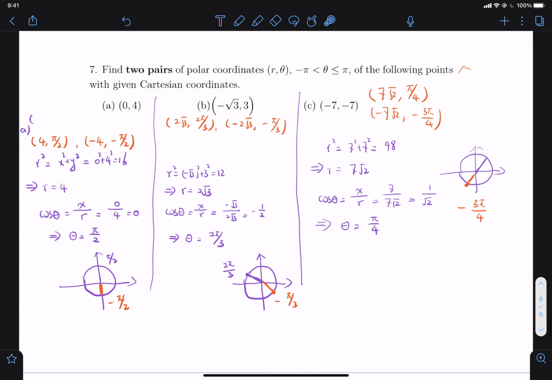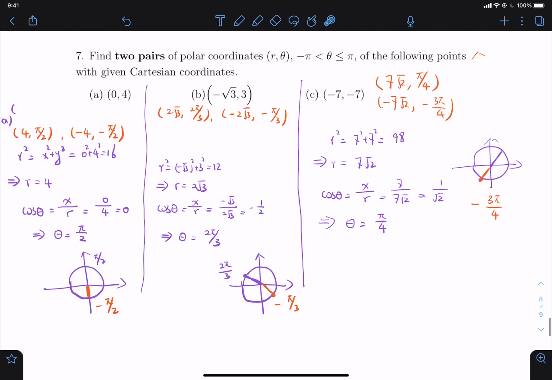And moving on to question 7, find two pairs of the polar coordinates, where theta is from negative pi to pi, of the following points that were given in Cartesian coordinates. So firstly, for this (0, 4), we're going to compute the radius first. The formula is radius squared is equal to x squared plus y squared. So 0 squared plus 4 squared is going to give you 16. Okay, so we will have radius equal to 4.